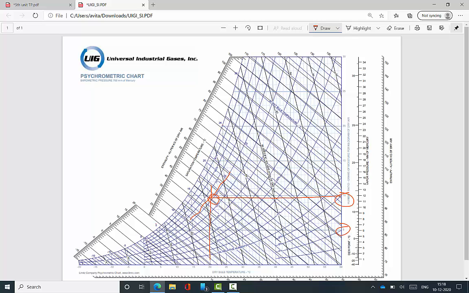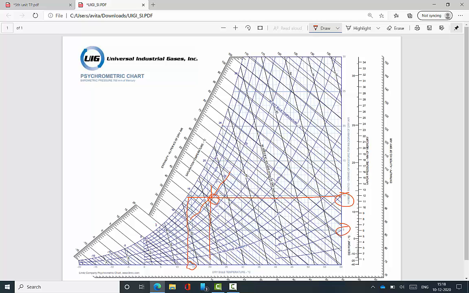Then the dew point temperature: draw the line from right to left. It touches the saturation curve. From that, draw a vertical downwards line. It shows the temperature. The temperature is nearly in between 10 and 15. Therefore, I can take 11 degrees Celsius, which is my approximation.